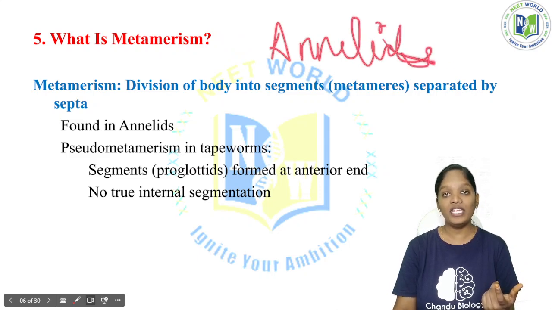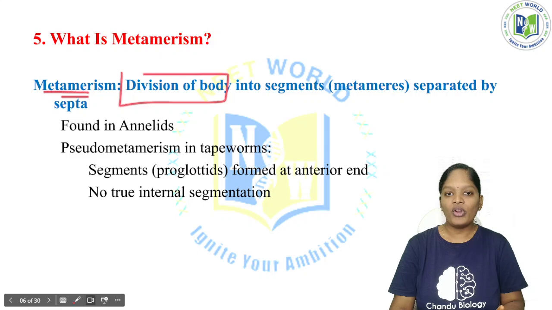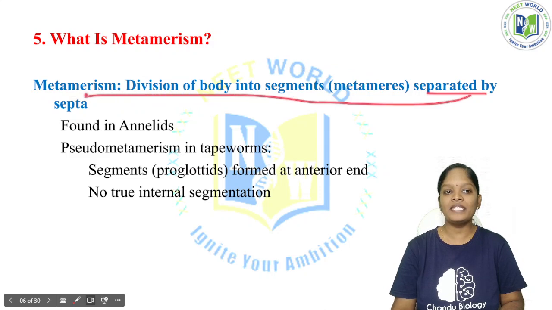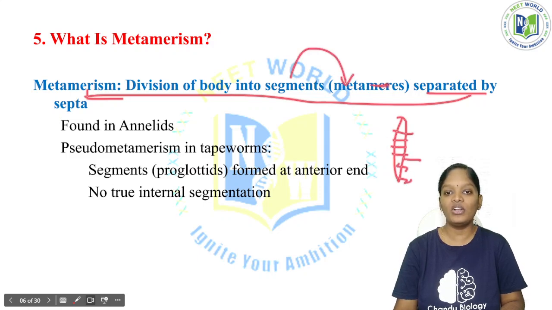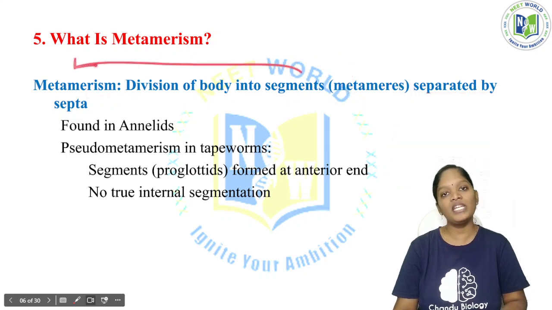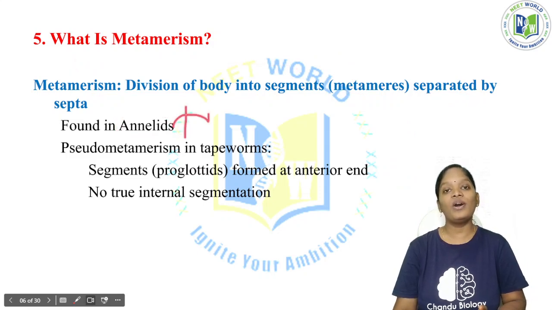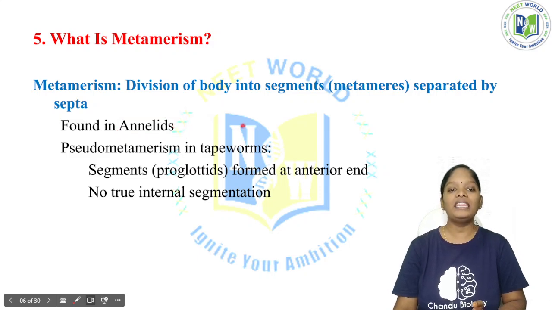This is a very important thing. Metamerism means division of the body into segments. The segments are technically called metameres, and they are separated by septa. The body of the organism is divided into segments, and this concept of exhibiting metameres is metamerism. It can be clearly seen in annelids, also called segmented worms. The best example for phylum Annelida is the earthworm.